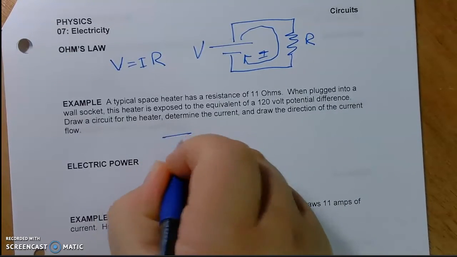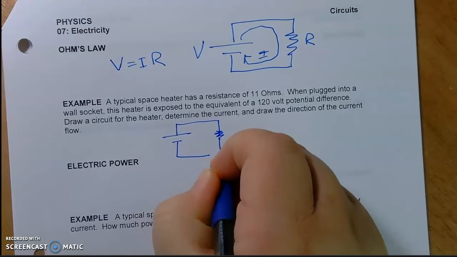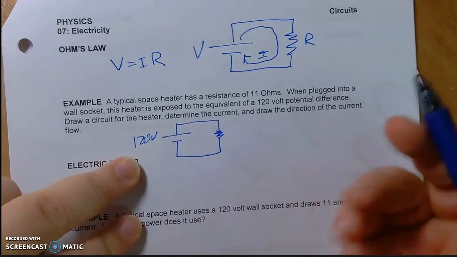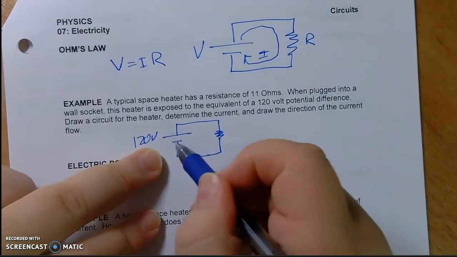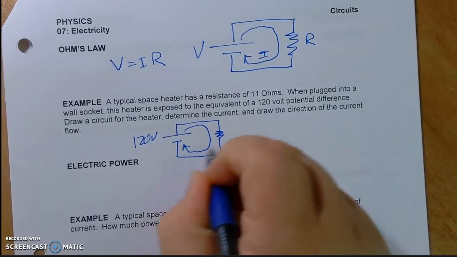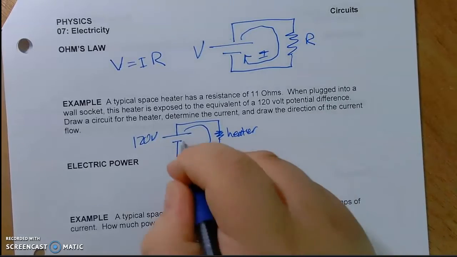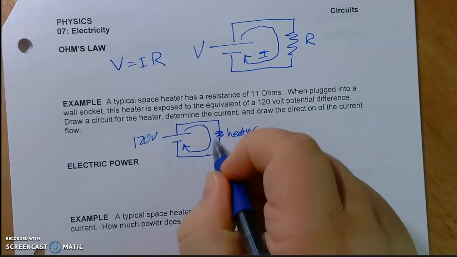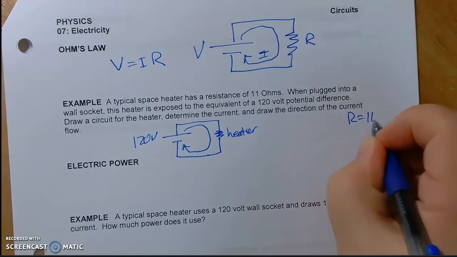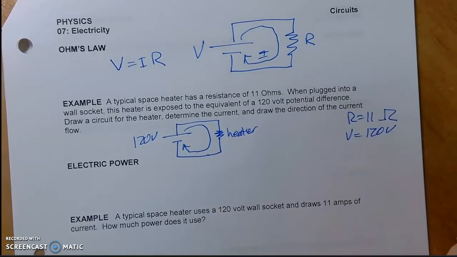So let's go ahead and draw our circuit. It's like this, with our heater over here. 120 volts, you typically write your voltage here. So knowing that this is 120 volts, we know this is a wall socket, so we're plugging this into the wall. Our current's going to flow like this. That was the third thing they asked us to do. And here is our heater over here. So this is like the wires, the plug, and the actual thing is over here. We are given our resistance, 11 ohms. We're given our voltage of 120 because it's plugged into the wall.